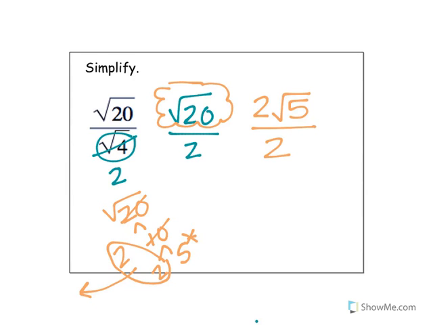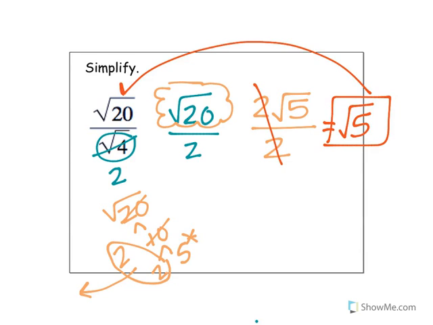Now think about your final answer. 2 root 5 divided by 2 is just root 5. So this crazy fraction that we had from the beginning, once you use all of your radical rules and your dividing rules, we end up with the square root of 5.